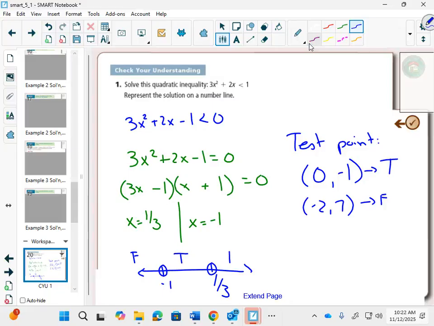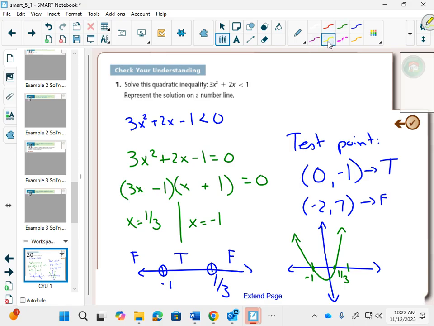And similarly, if you did a test point here, you'd find it's false. You can also use chapter 4. By factoring it, you found the x-intercepts. We know that there's an x-intercept at -1, and there's an x-intercept at 1/3. Which way would this parabola open, up or down? The a value is a 3. It opens up, so this is your parabola. Can you see that if you want less than 0, it is only true in the middle section?